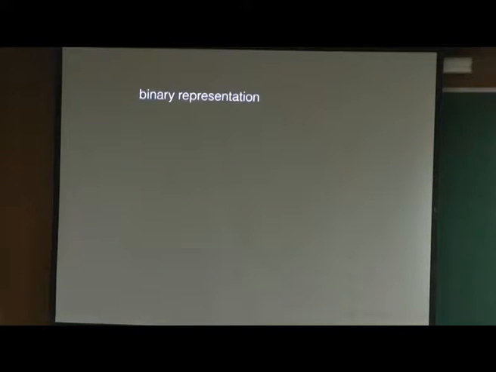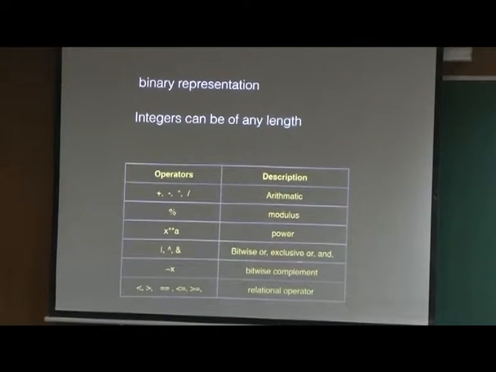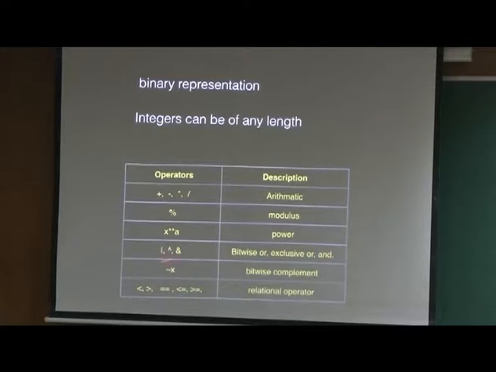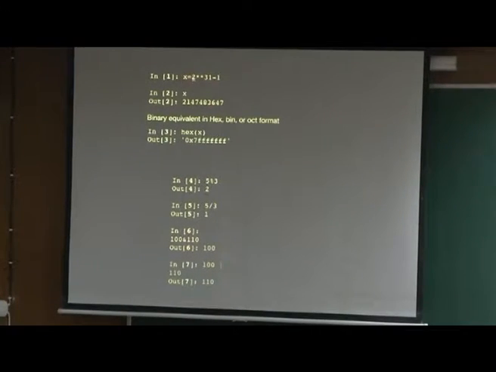It is a binary representation within the computer, and integers can be of any length, unlike other languages. It allows any length, and these are the operations. We will again not use this bitwise stuff in this course most of the time. These are examples which I had put in the last class. So, 2 to the 31 minus 1 will be this large number in decimal. So, you have to be careful.